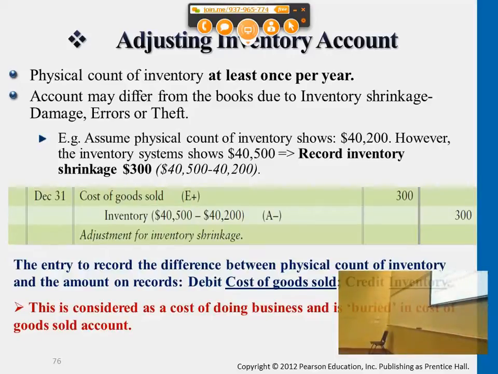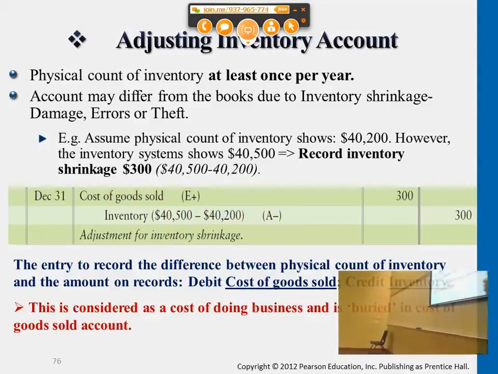We journalize this adjusting entry. Meaning this entry represents that in the system we have $40,500 of inventory, but when we do an actual count of the inventory in the warehouse, altogether it's only worth $40,200. So this difference is the $300. We bury it in the cost of goods sold expense account. We're just assuming that this is part of the cost of doing business: we either had an error when the cashier scanned the items, or possibly it was stolen by employees or customers and we didn't catch it in time.